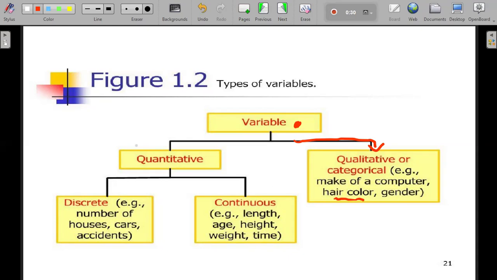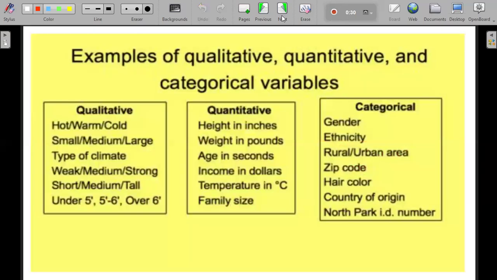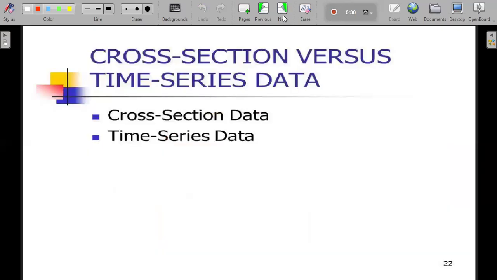And then on the other side we have quantitative. I've explained what it is. We have discrete, and then we have continuous there. So, any questions so far on what I've explained before we look at cross-sectional and time series data?